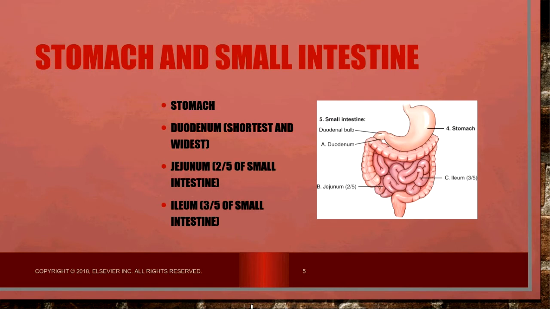The pylorus leads into the duodenum, which is the first section of the small intestine. The duodenum is the shortest section, and it's also the widest. The duodenum is roughly 10 inches in length.